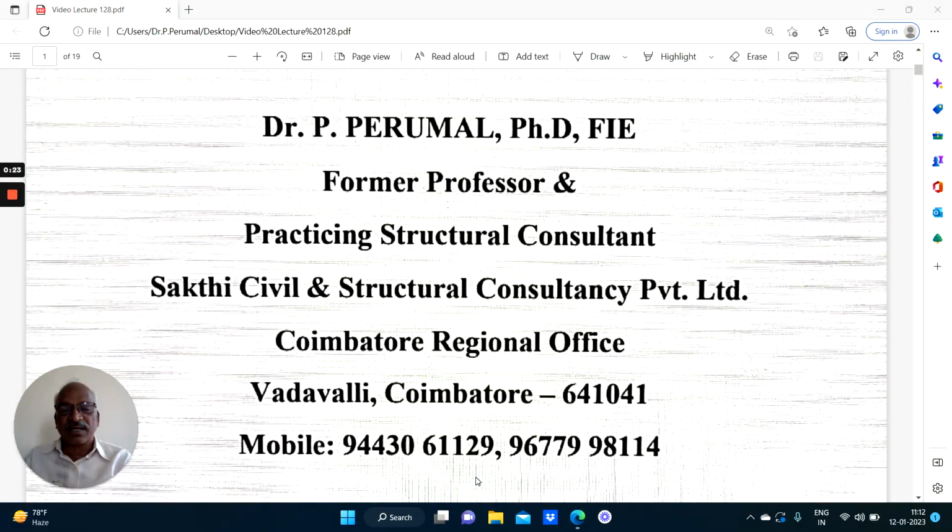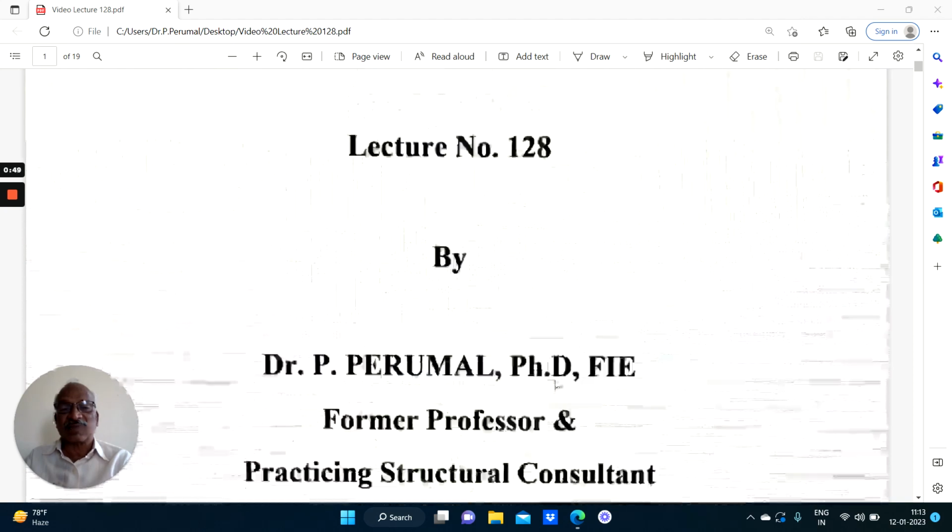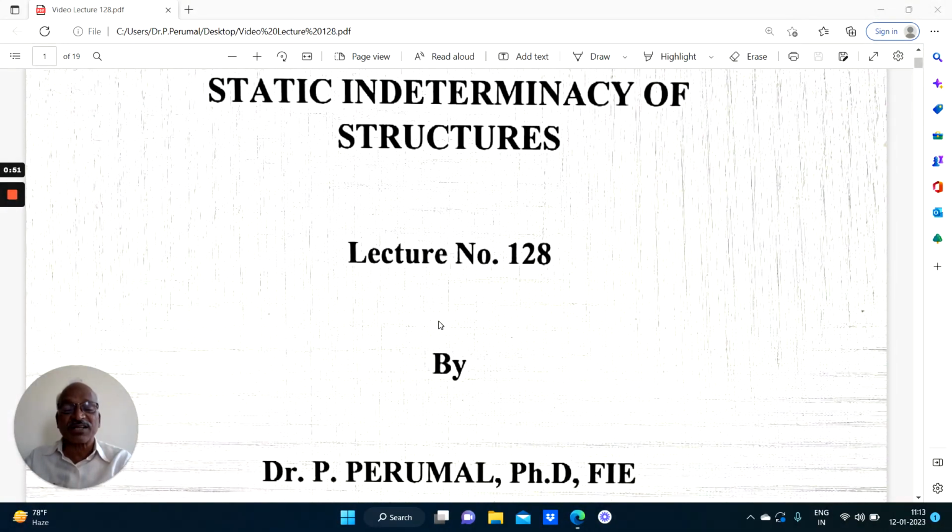Presently, I am working as a practicing structural consultant. I was a professor for a long time, and now I am practicing at Sakti Civil and Structural Consultancy Private Limited. We have opened a Coimbatore regional office, which is located in Vadavalli, Coimbatore.